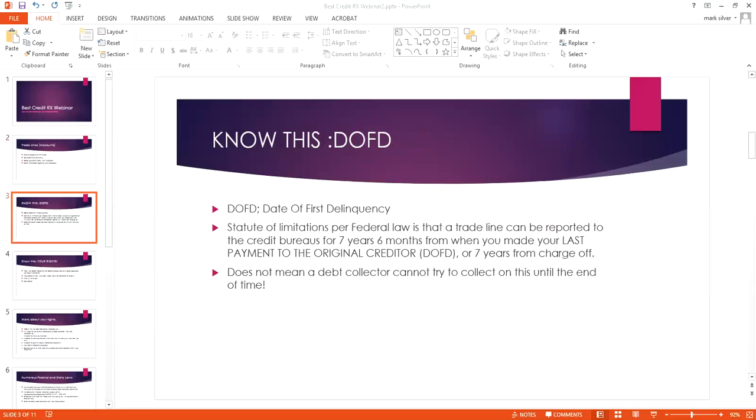So here's an important piece of information I want to share with you. DOFD, date of first delinquency. Statute of limitations per federal law says that a trade line can be reported to the credit bureaus for 7 years and 6 months from when you made your last payment to the original creditor. That's the date of first delinquency, or 7 years from charge off. I don't want to confuse things too much, but basically you make your last payment, and then after 180 days or 6 months, they charge it off.